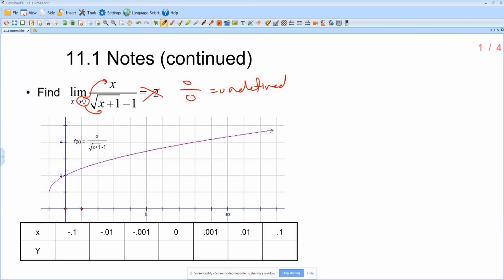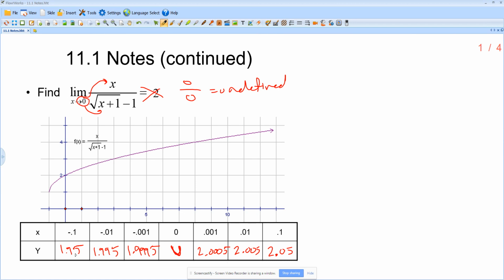If I were to be filling out this table, at 0.1, I would have 2.05. Here I would have 2.005. Here I would have 2.0005. Here I have, once again, undefined. Here I would have, I think that's, 1.9995. Here I would have 1.995. And here I would have 1.95.